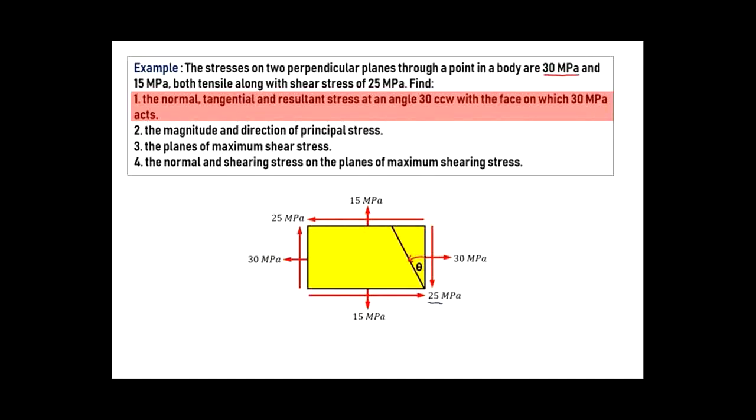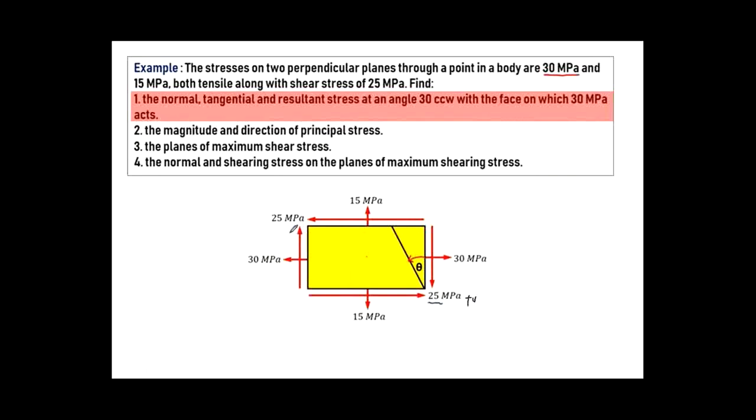Stresses on two perpendicular planes through a point in a body are 30 megapascal and 15 megapascal. Both are tensile. 30 megapascal is tensile, 15 megapascal is tensile, along with a shear stress of 25 megapascal. The shear stress will be acting in these directions. Look over here. It is acting in the downward direction. If you take a point over here, it will try to rotate the element in the clockwise direction. Clockwise means it is positive.